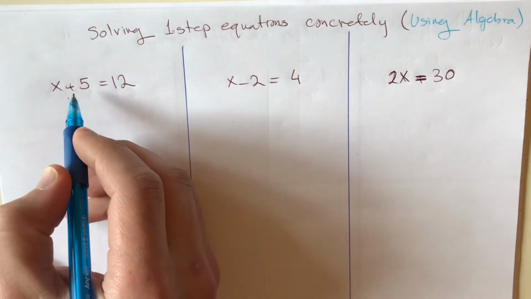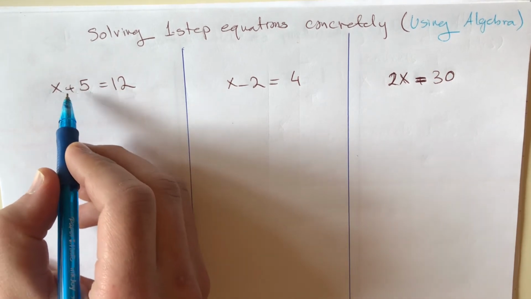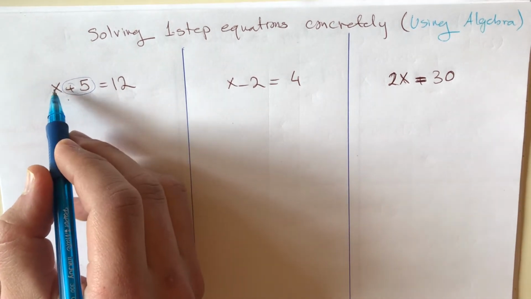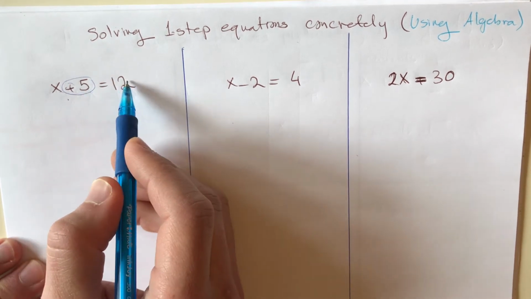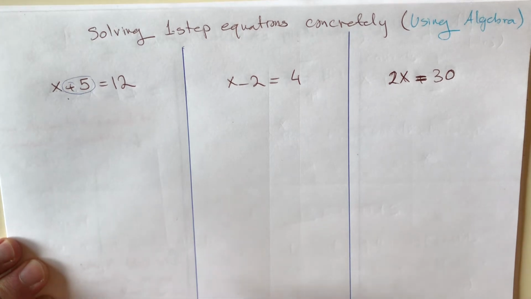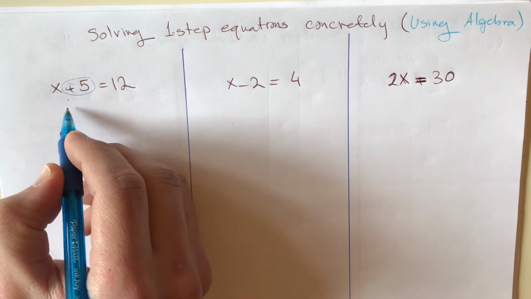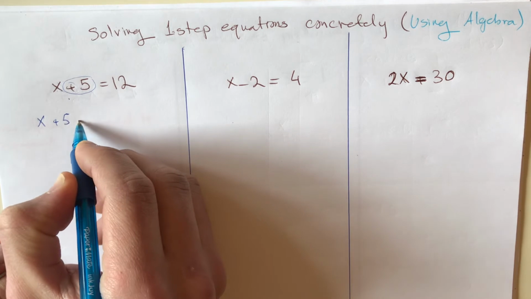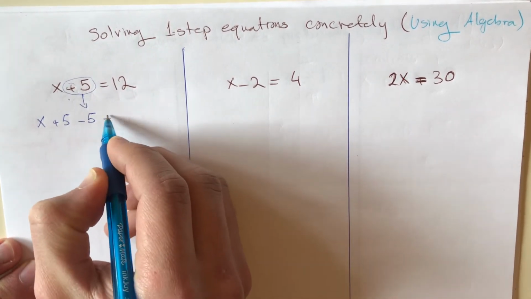So x plus 5. We mentioned before that the opposite of addition is subtraction. So here we have an added 5. We want to get rid of that added 5 so we can keep that positive x on its own on one side, and on the other side we would end up with just the numbers. So instead of addition of 5, we do a subtraction of 5. So we say x plus 5 minus 5, right? So the plus 5 becomes minus 5 to get rid of it.